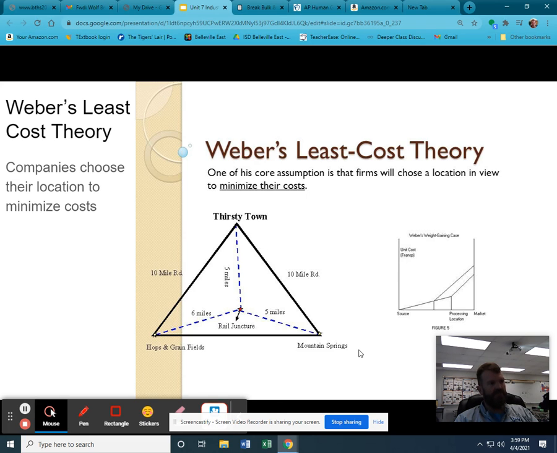So their costs of production go down because they have so many like businesses in the same place. Okay, so there's a least cost theory. Weber's least cost theory. Companies choose their location to minimize cost, right? So one of his core assumptions is that firms will choose a location in order to keep their costs down. They're gonna choose the most cost-efficient place to build their product. Of course they are. They want to make as much money as they possibly can.